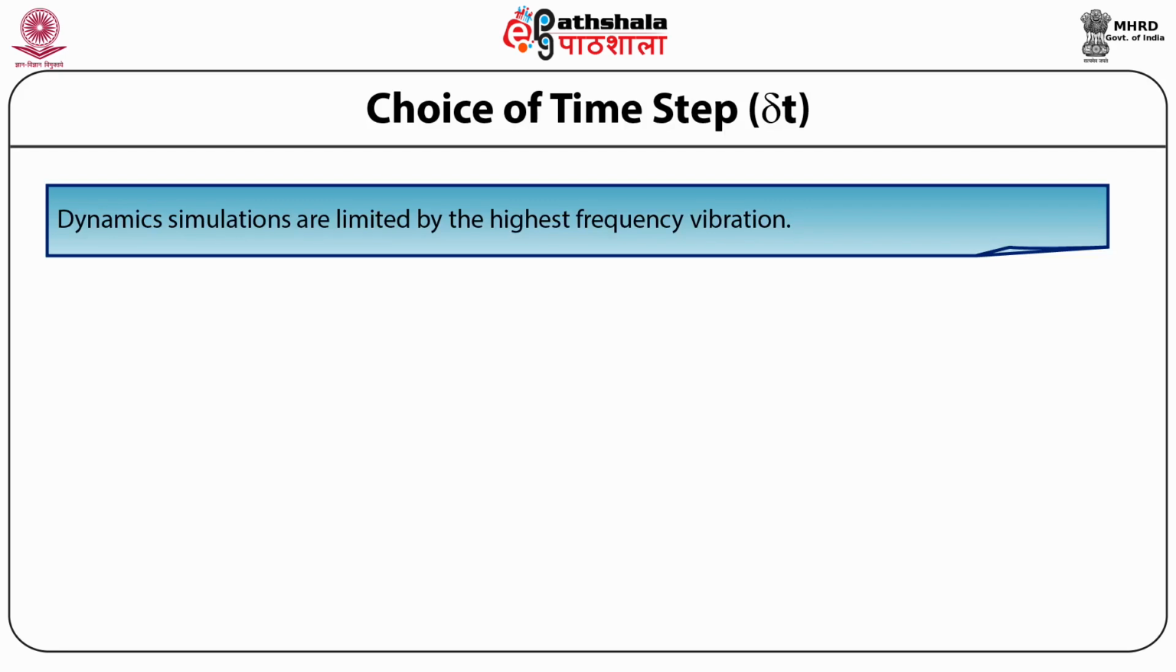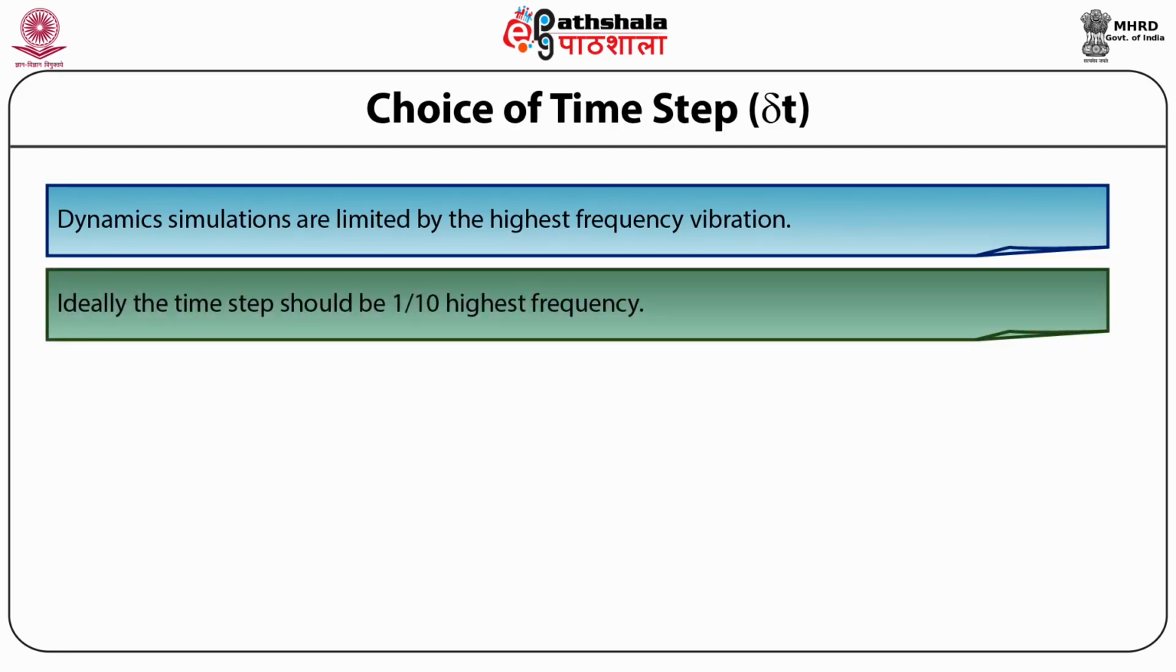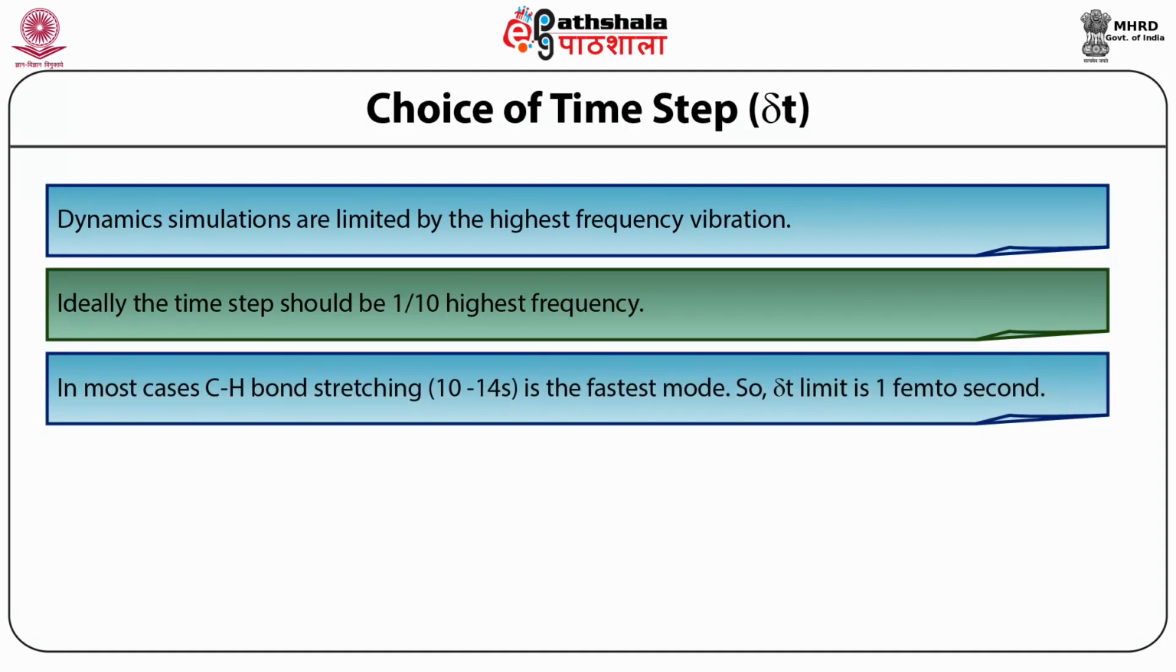However, it requires a huge amount of computational time to cover many phase spaces. Hence, the choice between these two is to take 1/10 of the highest frequency of motion we are interested in. In this case, CH bond stretching is around 10^14 per second, so we can have a value limited to 1 femtosecond. Most often people use 1 femtosecond as the delta t time step.